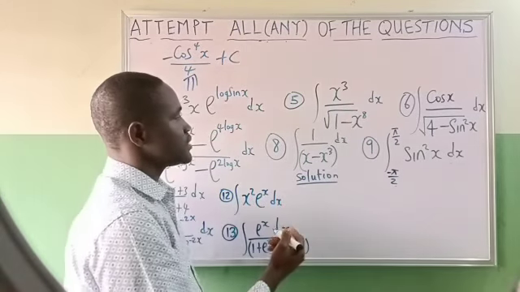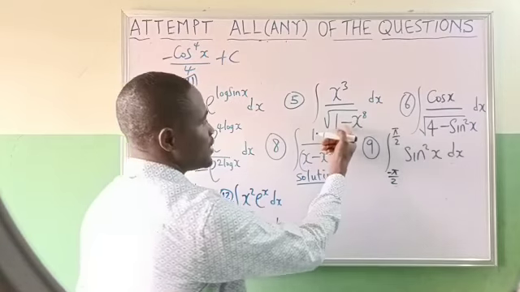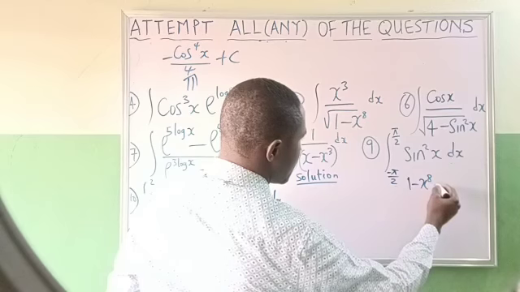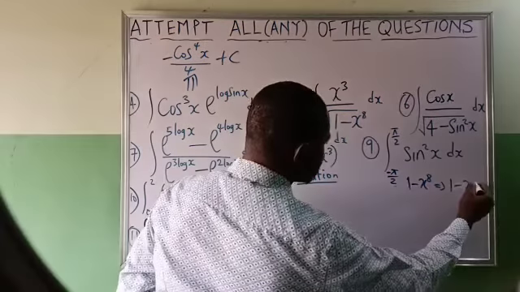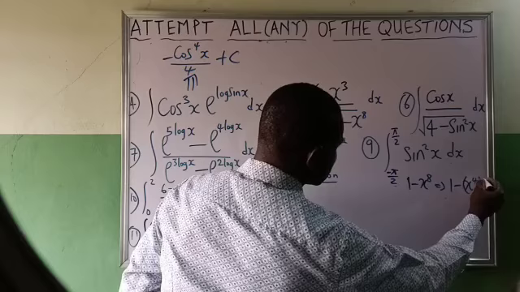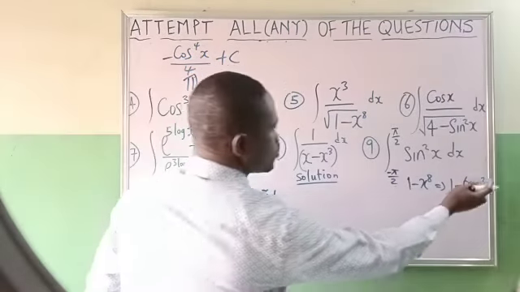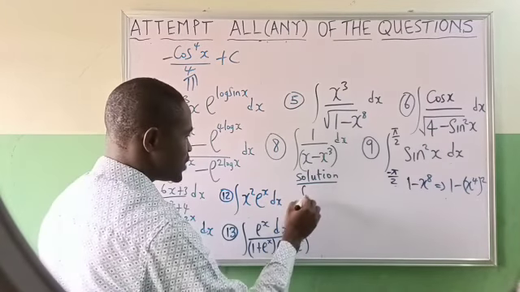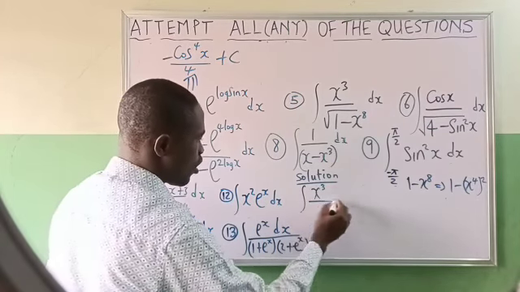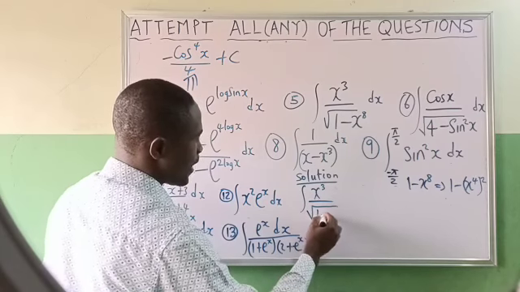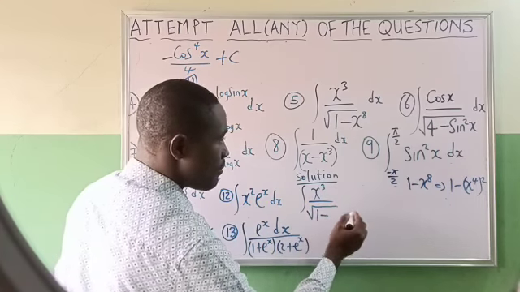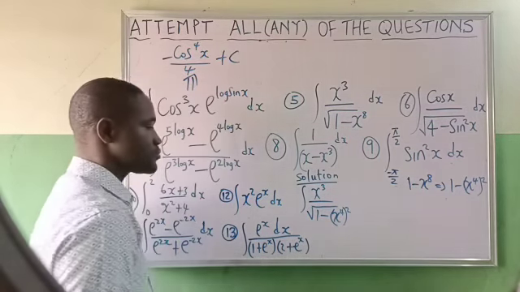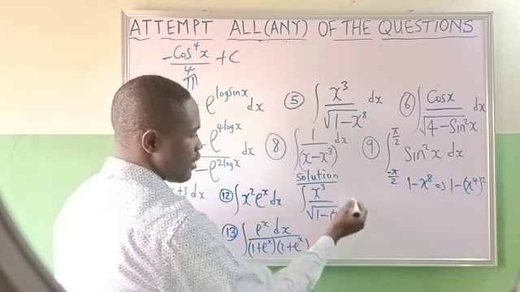So integrate this. We recall that 1 minus x raised to power 8 is the same thing as 1 minus x raised to power 4 all squared, because 2 times 4 will give you 8. I will use it and put it here. I will now say I am integrating x raised to power 3 all over square root of 1 minus x raised to power 4 all squared.